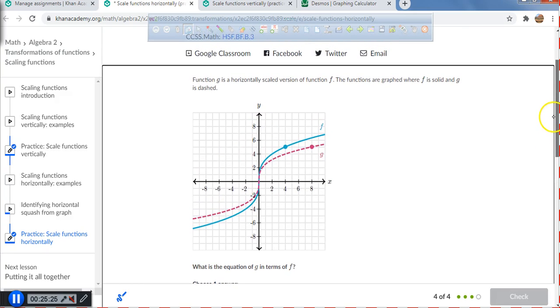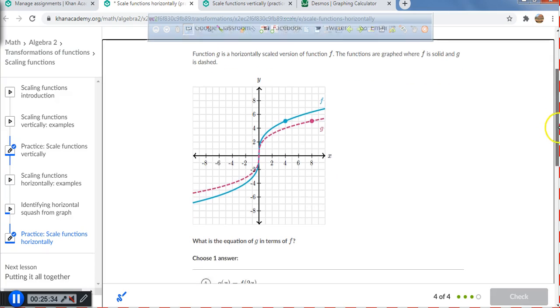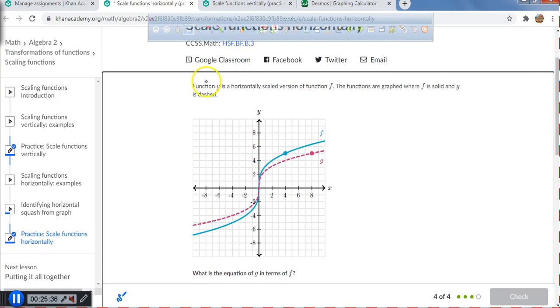But I will give you guys a hint. This is definitely being horizontally stretched by a factor of 2. So that means our b value is going to be a half. I'm not going to tell you which answer that is. You'll have a good day.